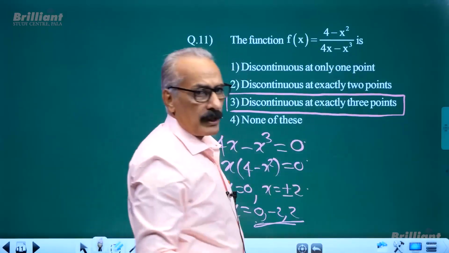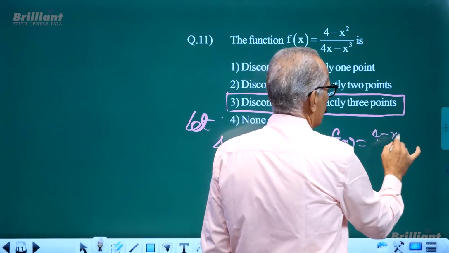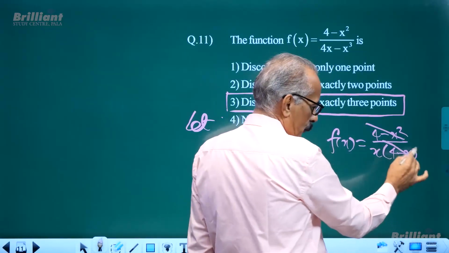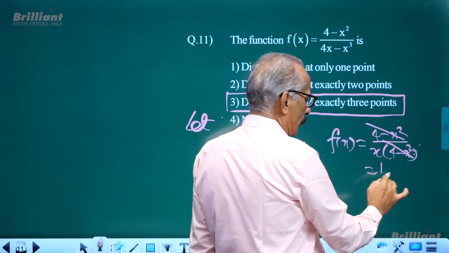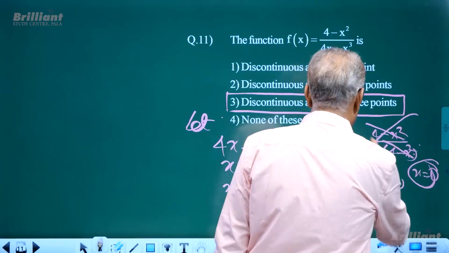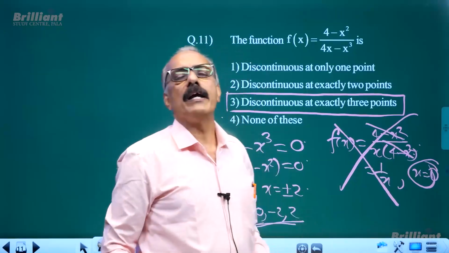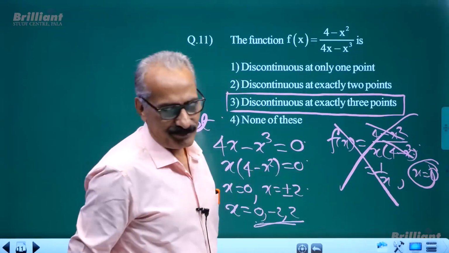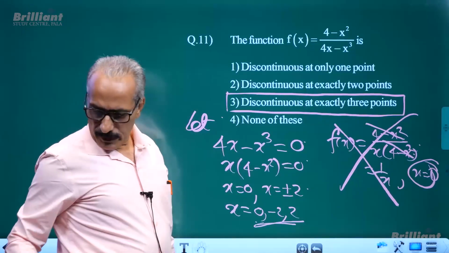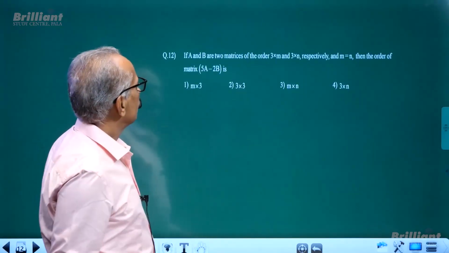Nothing else is mentioned. Some of you may think your f(x) is 4 minus x square divided by x into 4 minus x square, and you may cancel these two, and you get only 1 by x, and you say that x is equal to 0 is the only point. No, this is wrong. Why wrong? Because this 4 minus x square can be cancelled only if 4 minus x square is not equal to 0. That's the point. So, keep this in mind. So, the answer is what there then? 3. Question 11, your answer is 3. Well, on to the next.